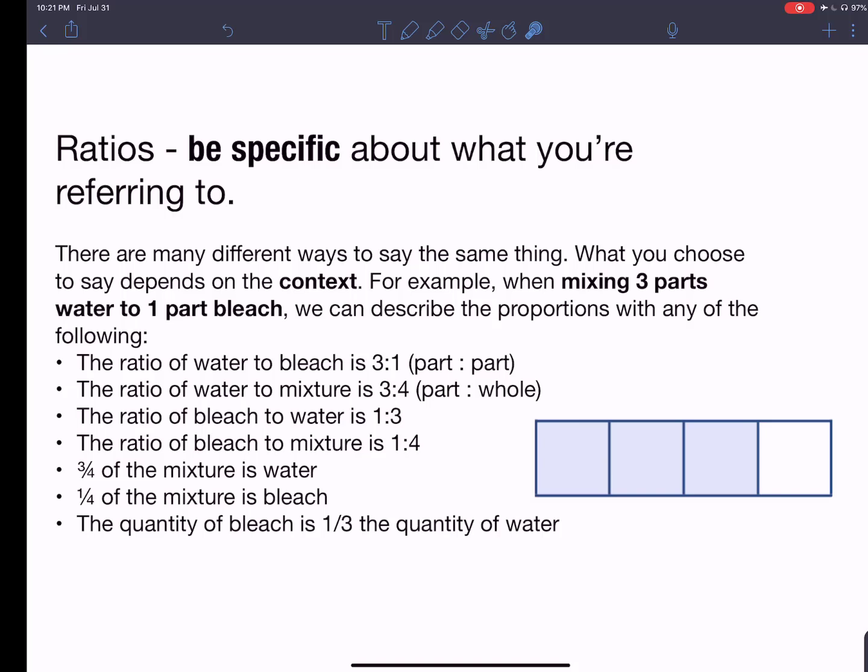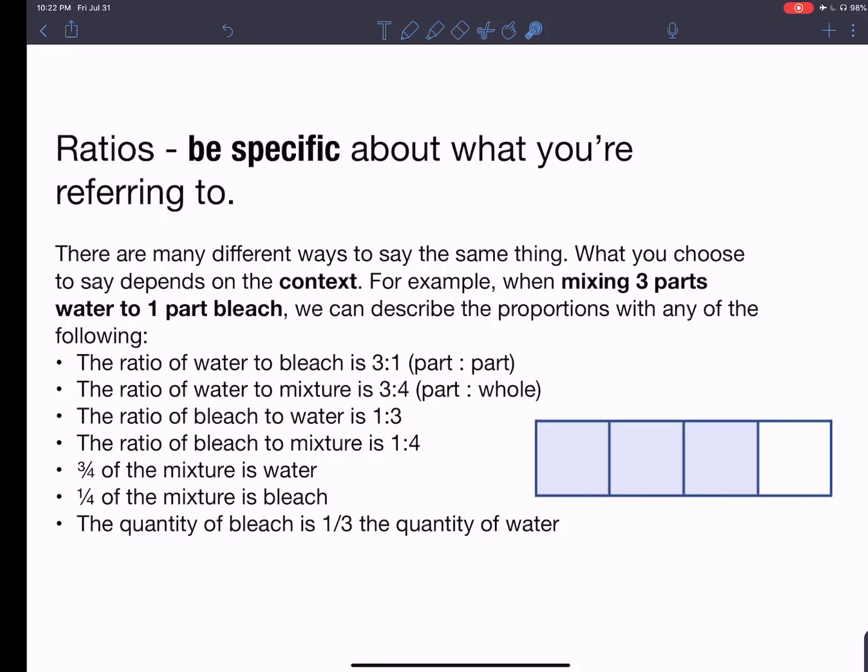So here's an example. I've taken 3 parts, we'll just say that they're cups or something. We're taking 3 parts of water, so 1, 2, 3 here, to 1 part of bleach. So there are 1, 2, 3, 4, 5, 6, 7 different ways to say this picture in math. One is the ratio of water to bleach is 3 to 1. There's 3 parts water to the 1 part bleach. In this example, we're comparing a part of this whole system that is water, and another part of this whole system that is bleach. So I'm comparing this part to this part.